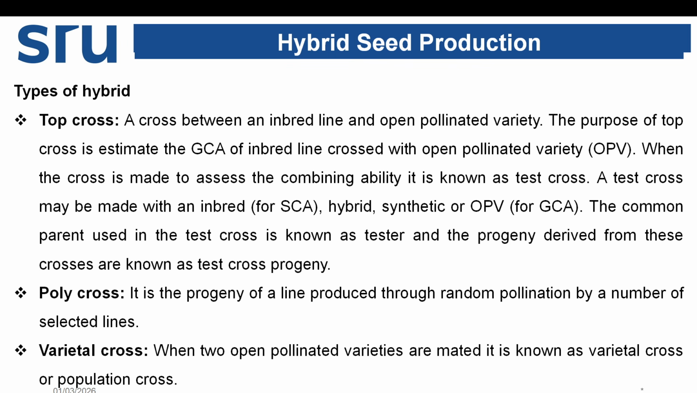Next type is the polycross. The polycross is the progeny of lines produced through random pollination by a number of selected lines. That means whatever the resultant progeny we get through random pollination by a number of selected lines is called polycross progeny. Next type of cross is the varietal cross. As the name itself indicates, when two open pollinated varieties are mated, it is known as a varietal or population cross. Right?